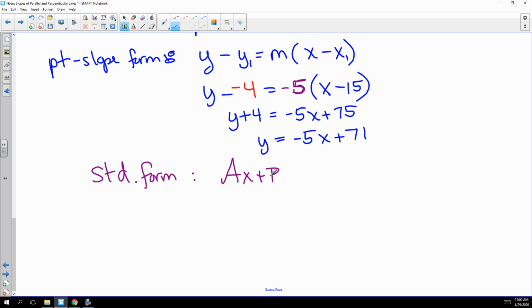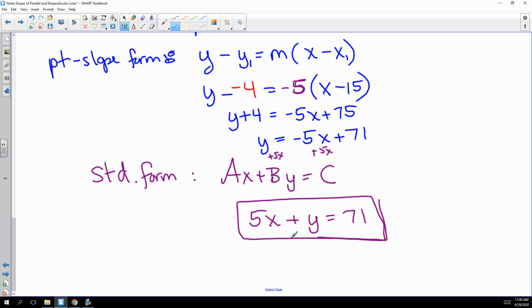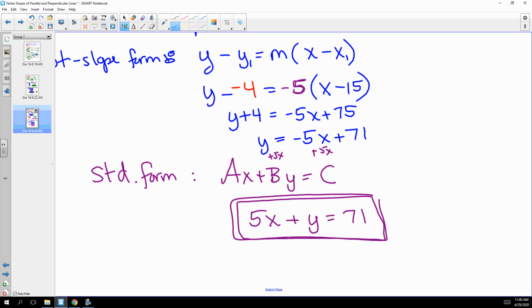Again, if you want to talk about standard form, ax plus by equals c means we just need to move the 5x to the other side. So we're going to add 5x and add 5x, and we're going to get 5x plus y equals 71. Notice that we don't have any fractions here in the standard form. If you do, make sure you multiply through by the common denominator to cancel out any fractions. There should not be any fraction coefficients for standard form. And that's all we're going to do on slopes of parallel and perpendicular lines and equations.